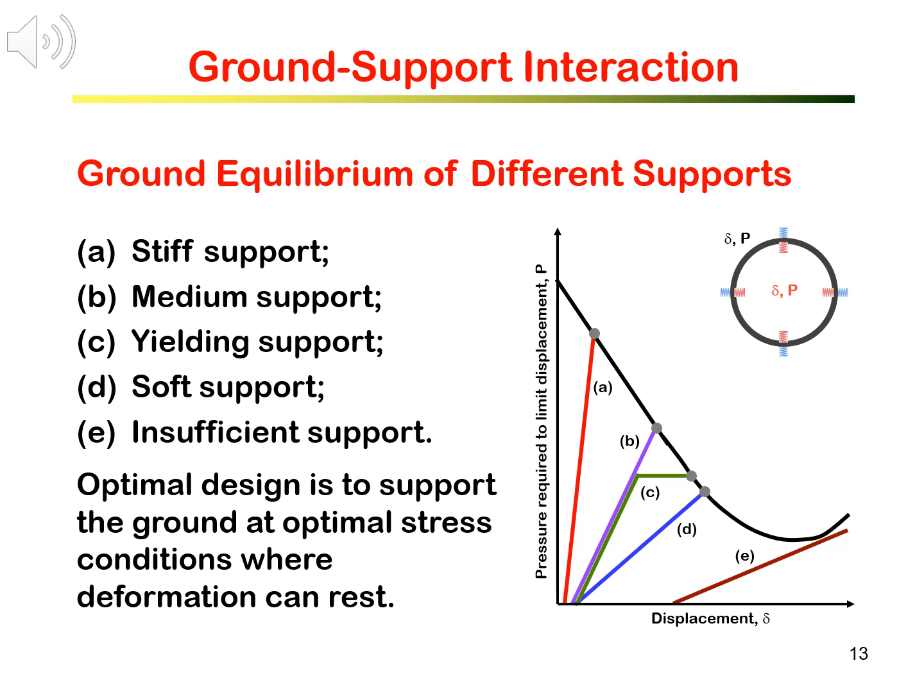Optimum design is to support the ground at optimum stress condition, where deformation can rest. In this case, support B, C, and D are all acceptable. A is acceptable but not desirable, and E is a failure design. This is the end of the ground support introduction part. We will touch on this design when we learn about sequential excavation at the tunnel in a later session.